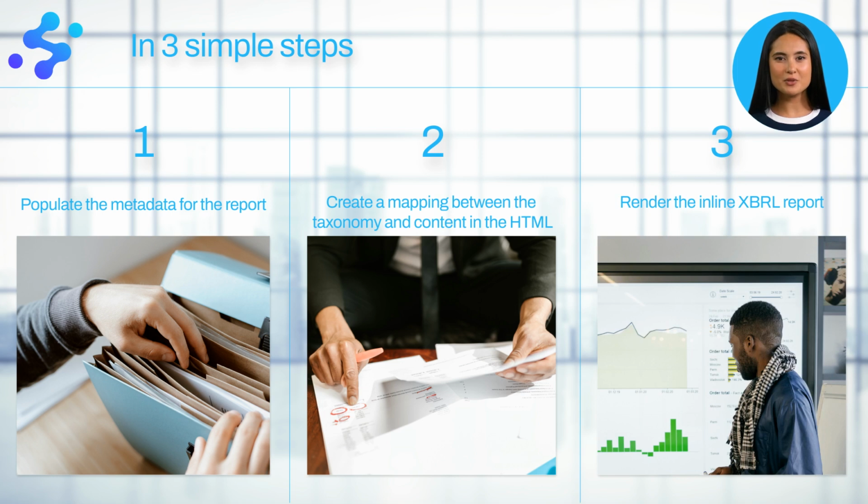Step 3. Render the Inline XBRL report by uploading the HTML with placeholders and the Excel with the mapping, and clicking on Generate. This will produce a document that preserves the look and feel of the original HTML report, but also contains the Inline XBRL tags that can be viewed in the source code. We would like to show how this is done using our online platform, so let's get started.